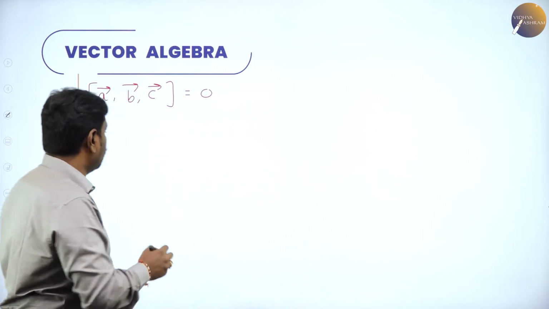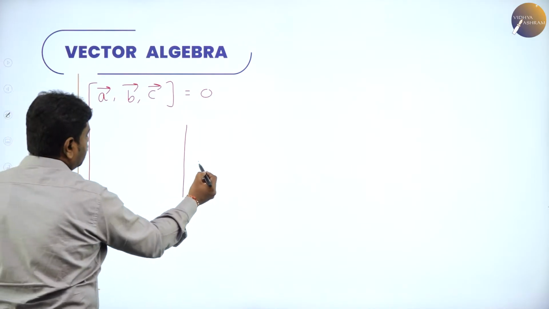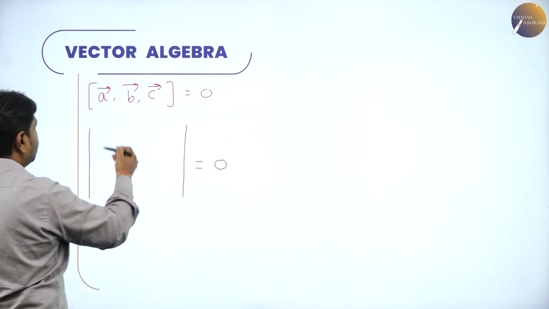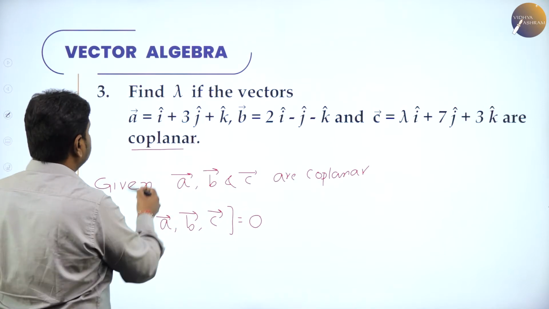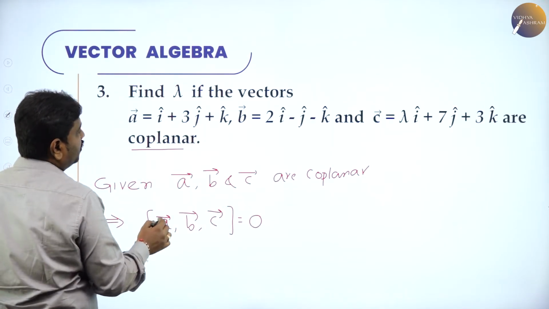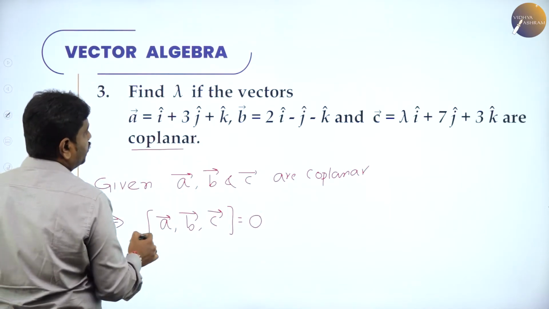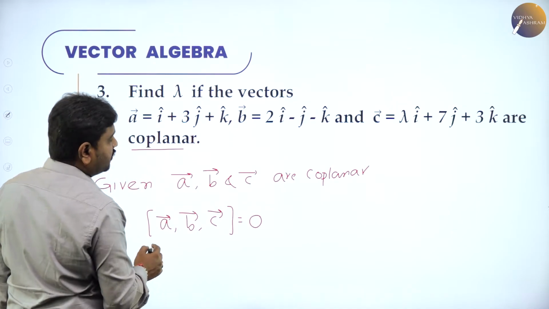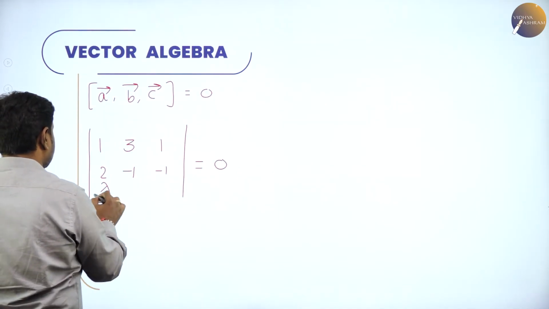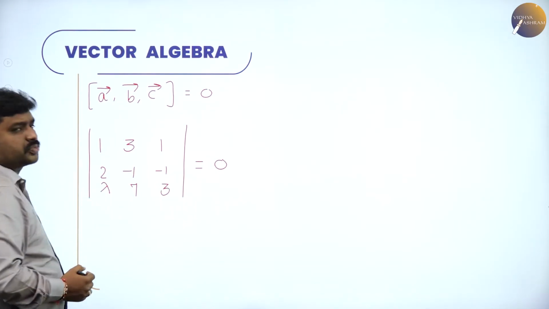Now you know how to find the box product. Box product means the determinant, where you write the coefficients of the 3 vectors. Vector A is 1, 3, 1. Vector B is 2, minus 1, minus 1. Vector C is lambda, 7, 3. So now solve this problem.